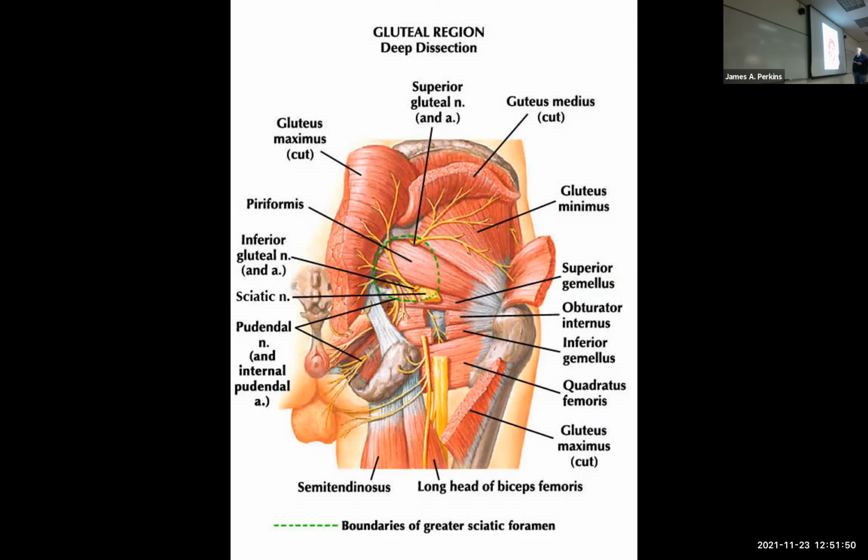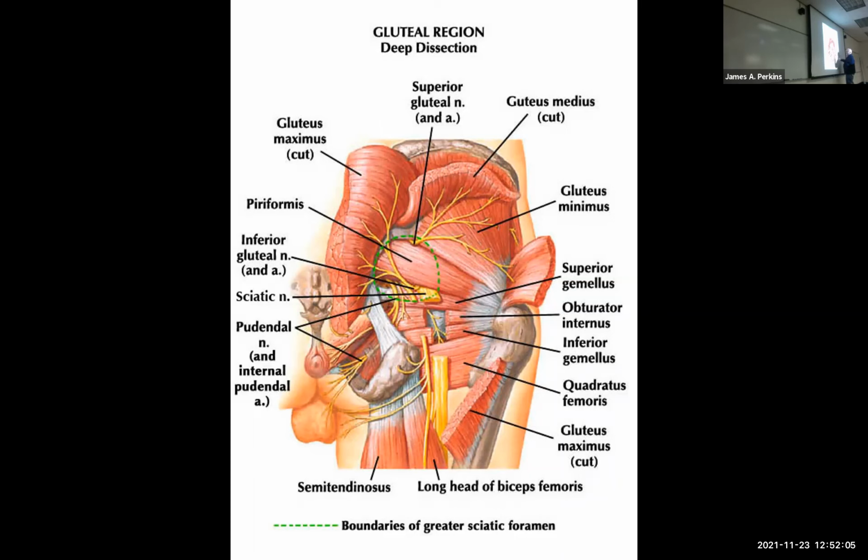Inferior to the piriformis is a group of three little muscles. See the little group of three little muscles right here. Two of them have been partly cut away. There are two muscles called gemellus muscles. The more superior one that's right below piriformis, that's superior gemellus. And then the most inferior of those three little muscles is the inferior gemellus. And lying in between the superior and inferior gemellus is a third muscle called obturator internus.